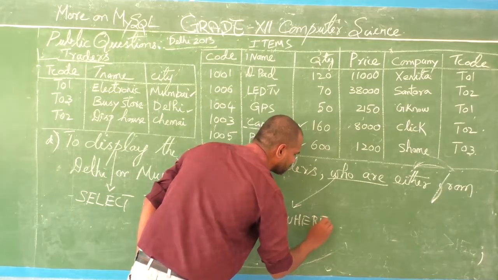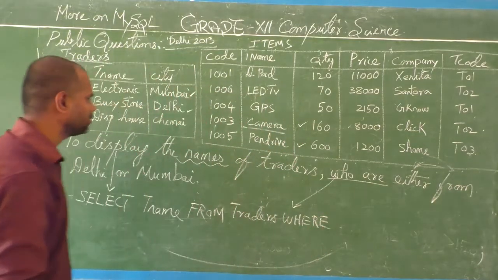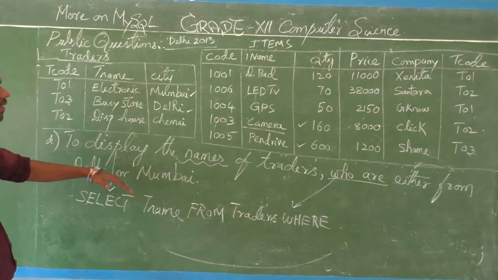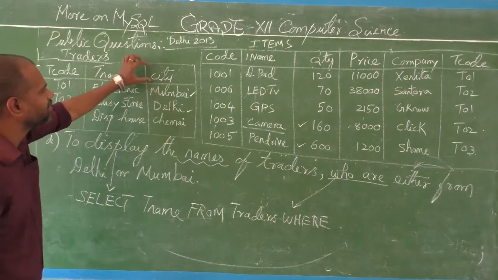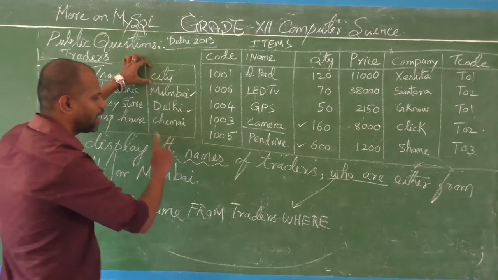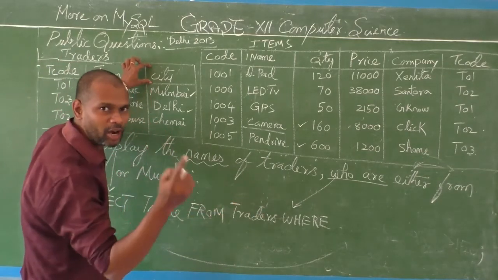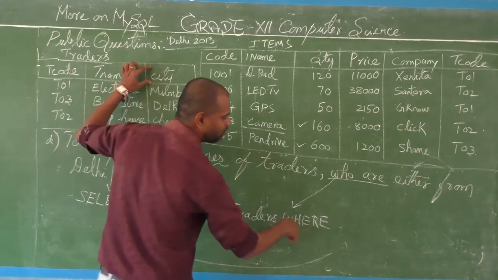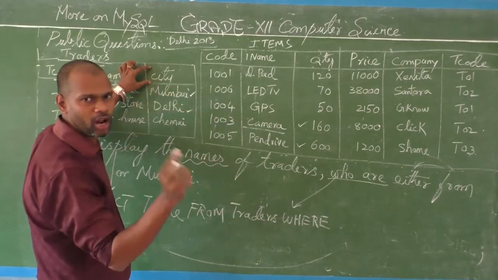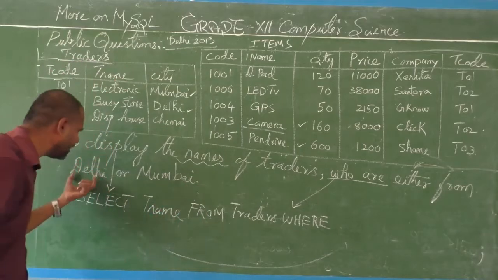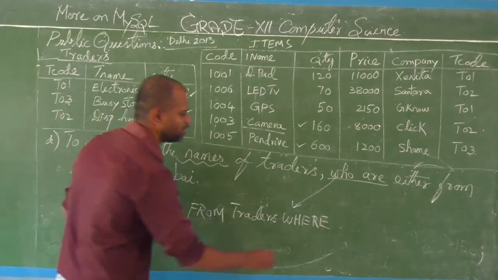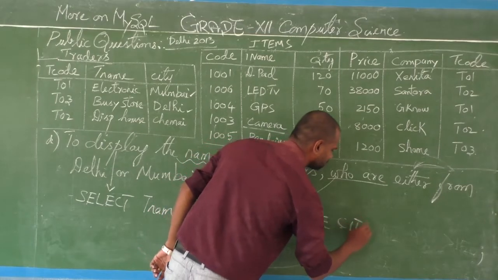WHERE, W-H-E-R-E. What is the condition? They are from Delhi or Mumbai. Where are Delhi and Mumbai? Delhi and Mumbai are in the city column. So after that, you have to write the column name. Once again I repeat, after that you have to write the column name. Since Delhi and Mumbai come under the city category, here you have to write city.